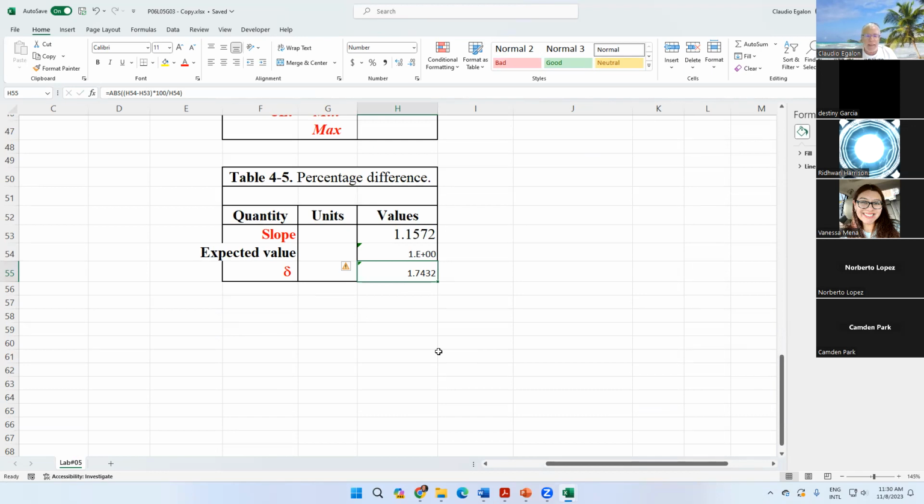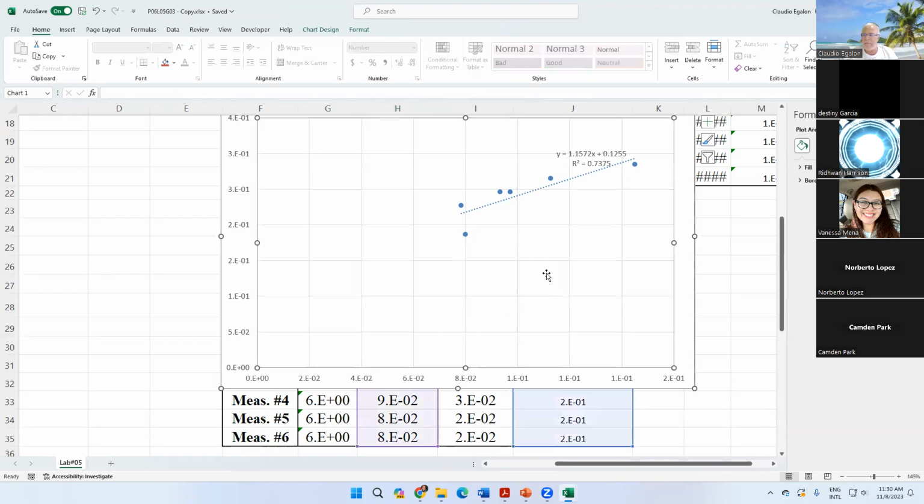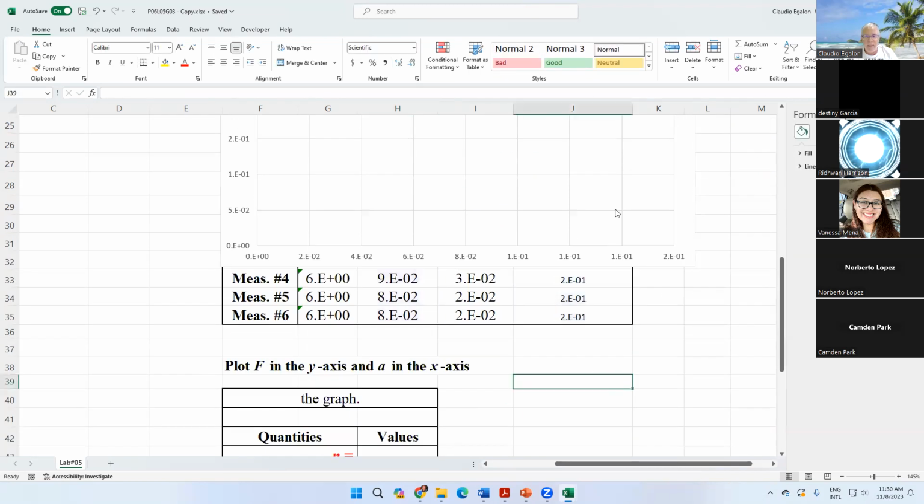So don't feel intimidated if you see something that doesn't look right. Even though this point is a little bit off, everything else seems to line up properly. Like I said, this one is an outlier, and if we were performing an experiment in the classroom, I would ask you to repeat this measurement here. Okay.